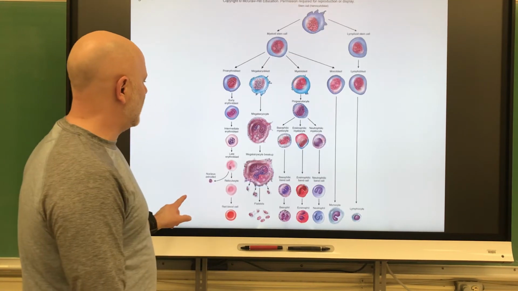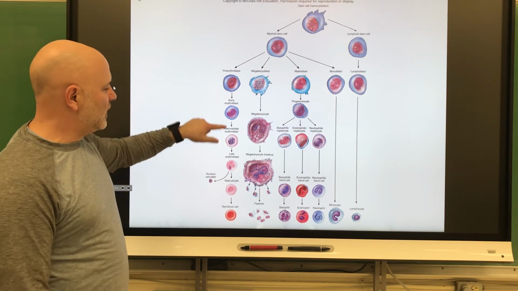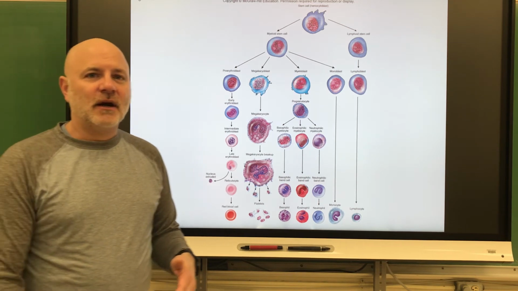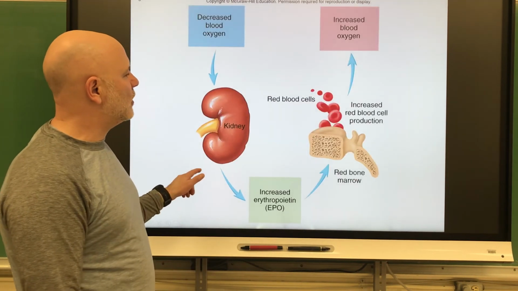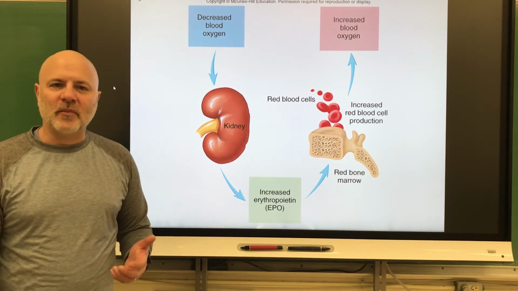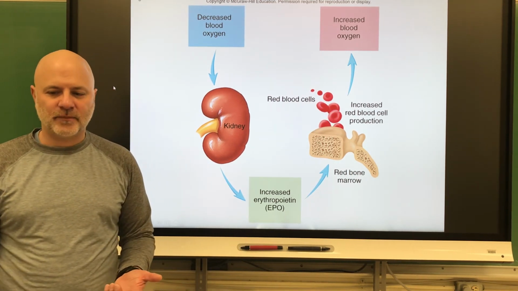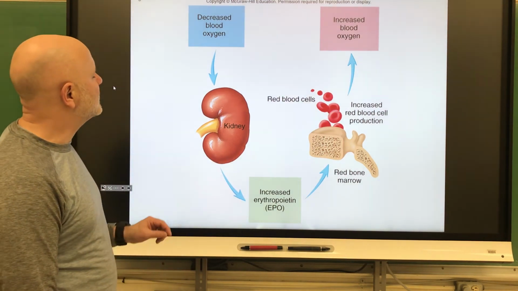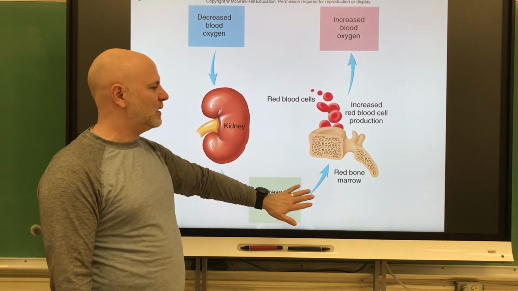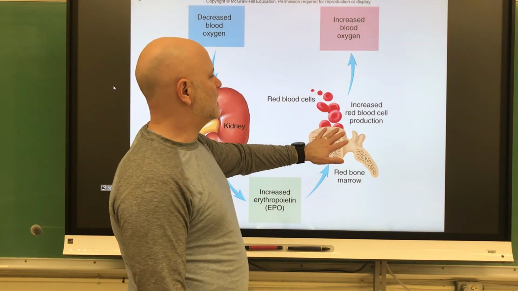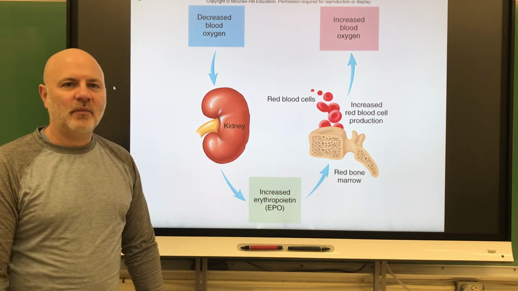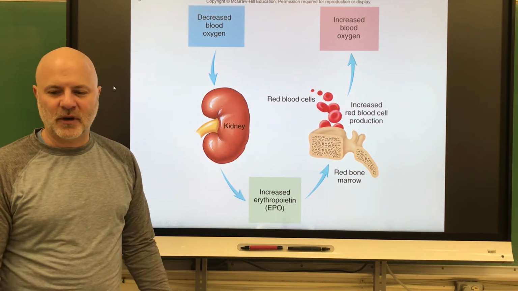So let's look at erythropoiesis. Erythropoiesis is the making of a red blood cell. So that's the formation of red blood cells. All right. So we secrete a hormone called erythropoietin. It is also known as EPO. This is a hormone that causes red blood cell formation, all right? And that is secreted by our kidneys. So if our kidneys sense a decrease in oxygen levels, they're going to secrete erythropoietin, which goes to our red bone marrow, and it's going to cause more red blood cell production. And then by having more red blood cells, we have more oxygen in our blood.